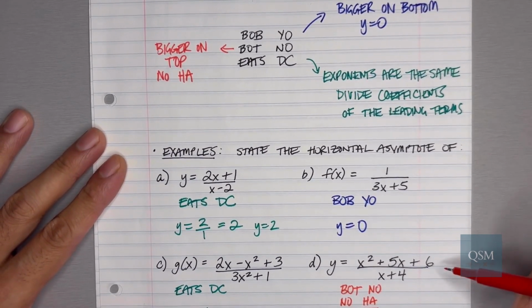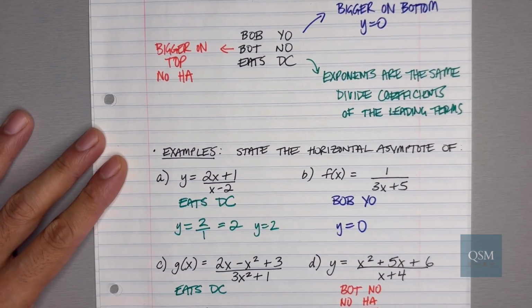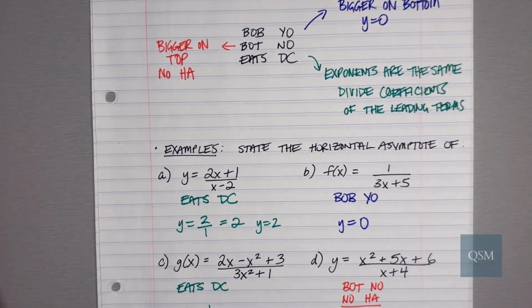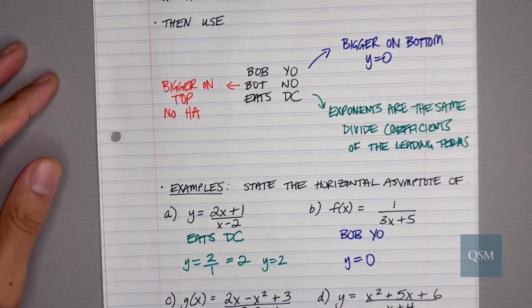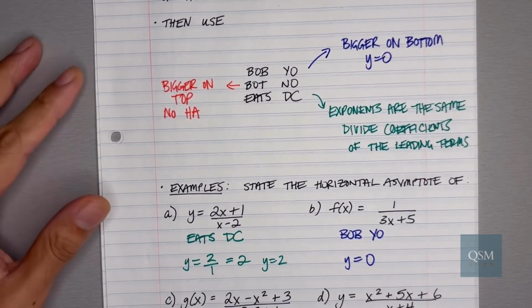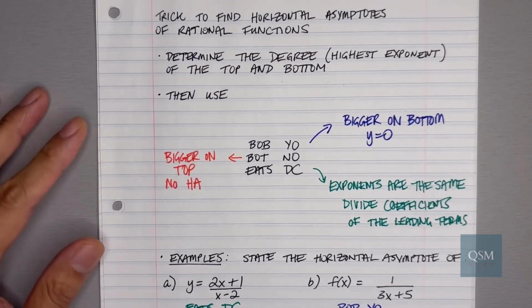Now, the degree of the top here is exactly one more than the degree of the bottom. That actually means that we have something called an oblique asymptote or a slant asymptote, but we're going to save that for another video. So I hope you found this helpful. Bob yo, bot no, eats DC. That is my little trick for remembering how to find the horizontal asymptotes of a rational function.